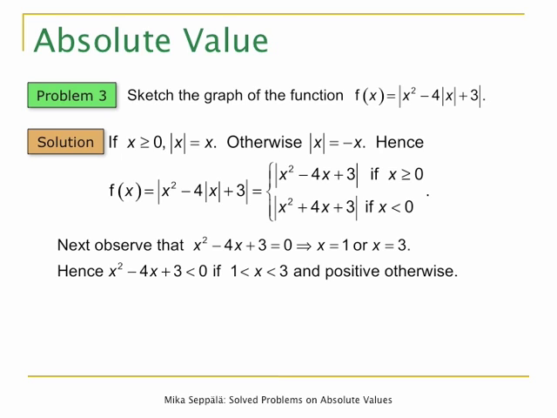Next, observe that x squared minus 4 times x plus 3 is 0 if x equals 1 or 3. One can find this out simply by solving the second degree equation. Hence, x squared minus 4 times x plus 3 is negative if x is between 1 and 3 and positive otherwise. This follows from the fact that the graph of the curve x squared minus 4 times x plus 3 is a parabola that opens up. It takes negative values between 1 and 3, because 1 and 3 are the points where this parabola intersects the x-axis, and outside of this interval from 1 to 3, this parabola takes positive values.